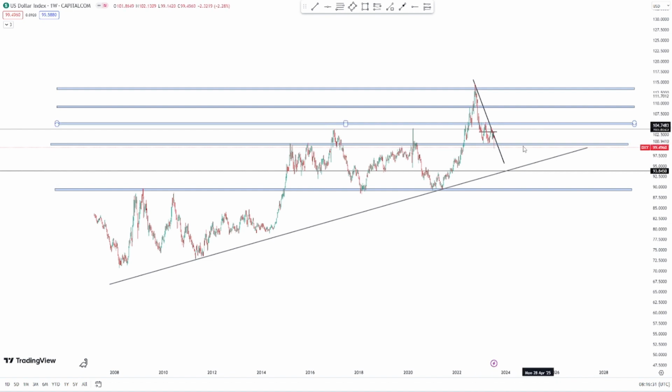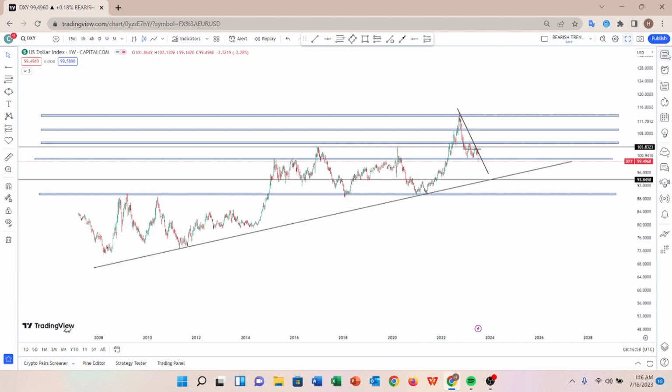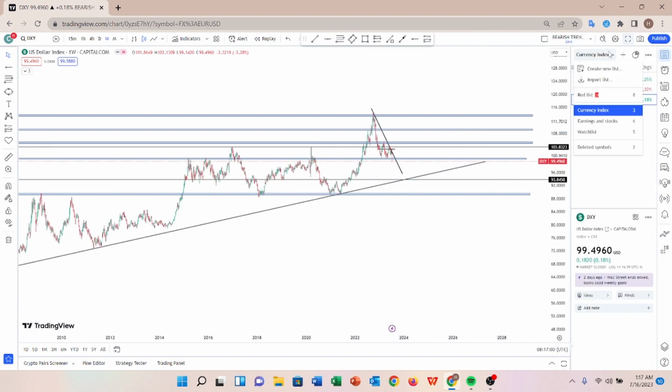So if price continues like this, has a retest of this region and blows down to the downside, then our next target for the dollar will be the 93.845 region. That will be our next profit target. That is, we'll be having more sells on the USD base, more buys on the USD base pairs. That's what we'll be doing.